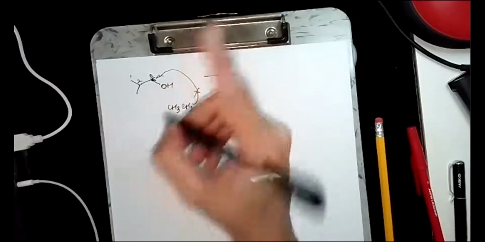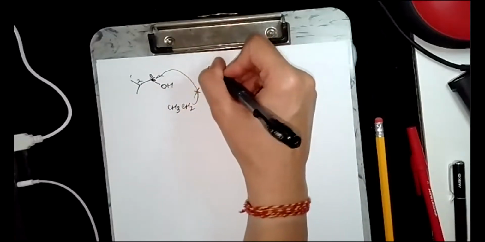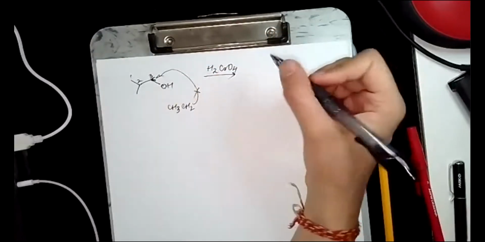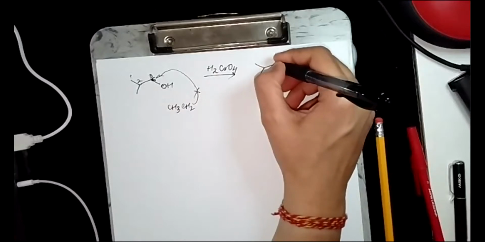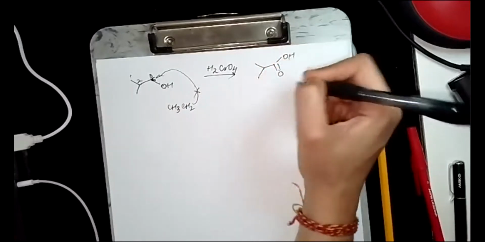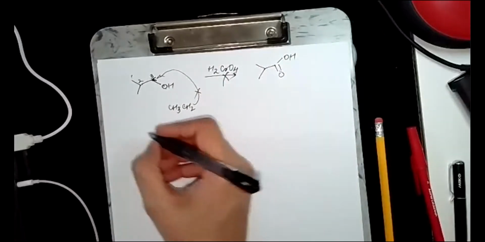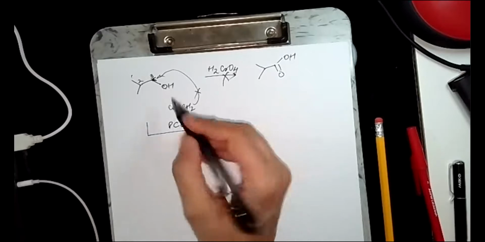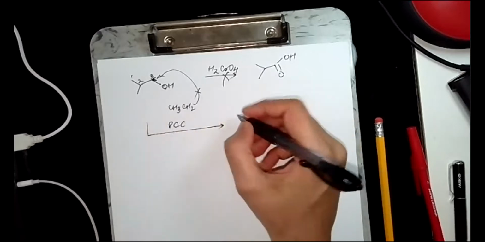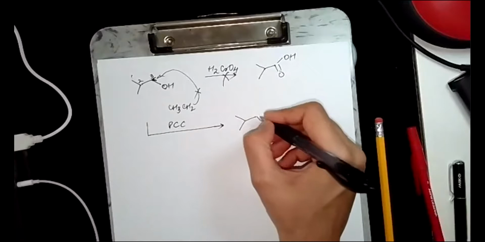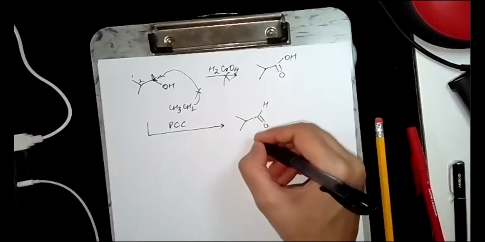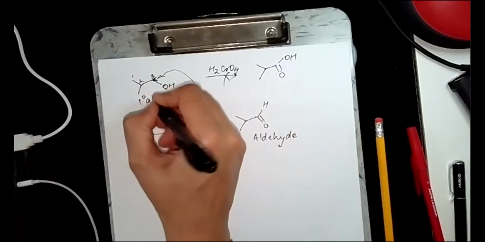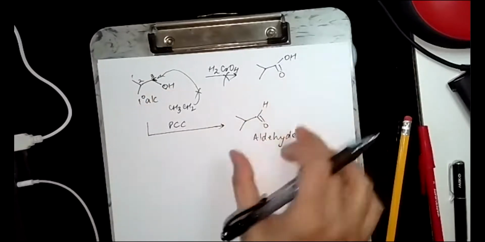oxidize it. Now I want you to be careful. Don't use chromic acid or any of those, because this is going to take your primary alcohol to an extreme, the carboxylic acid. Don't do that. Use the mild oxidizing agent. From a primary alcohol, you will get an aldehyde. So this is what your aim has to be. Not a carboxylic acid, but just an aldehyde.